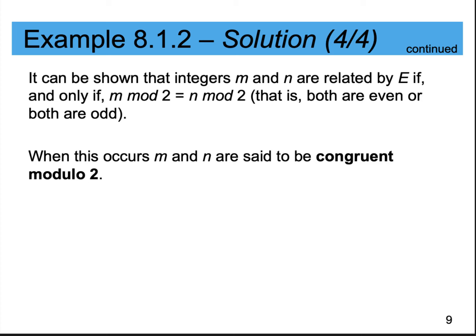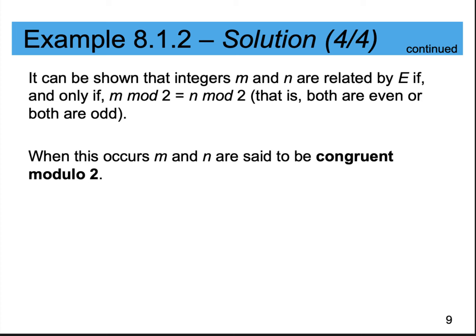What is the situation? Let's take a look at an example. If you pick two random numbers and divide those random numbers by, say, 5, okay? If the remainder is the same, we're going to say that they are congruent modulo 5.